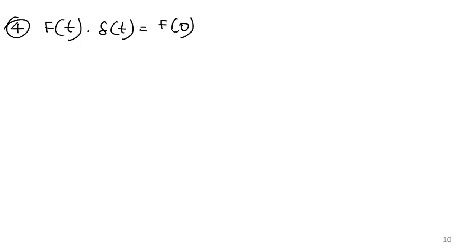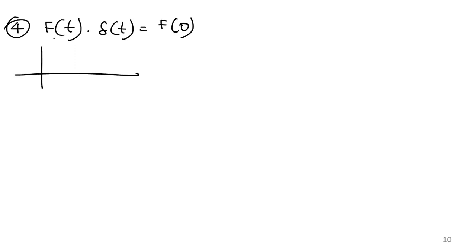So now we will study some more important properties of the impulse function. Let f of t be any function. f of t into delta of t will be equal to f of 0. Why? Because delta of t is defined only at t equal to 0. Graphically, let me show you that.